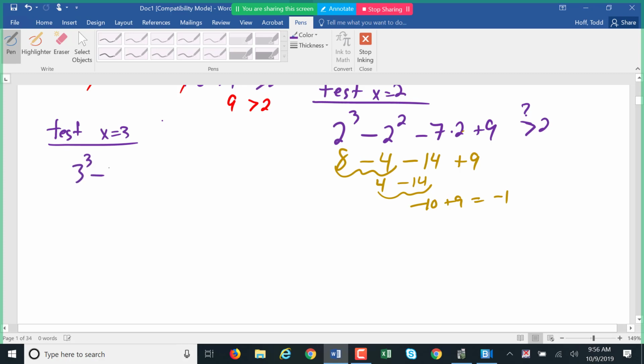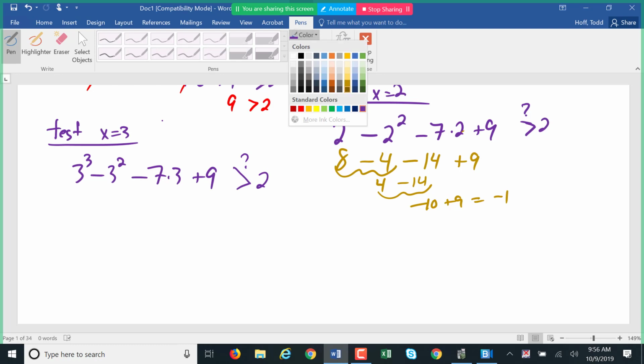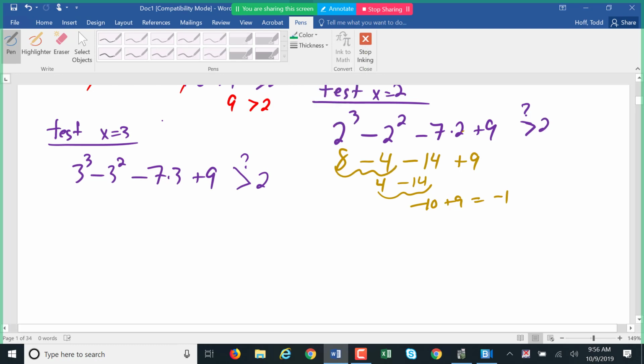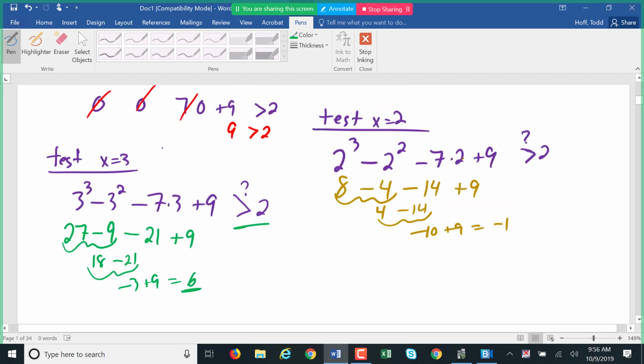So 3 to the third power minus 3 squared minus 7 times 3 plus 9. Is that greater than 2? Well, 3 to the third power is 27, minus 3 squared is 9, minus 7 times 3 is 21, plus 9. 27 minus 9 is 18. Minus 21 is negative 3. Plus 9 is 6. That is, again, definitely greater than 2, so that is true.